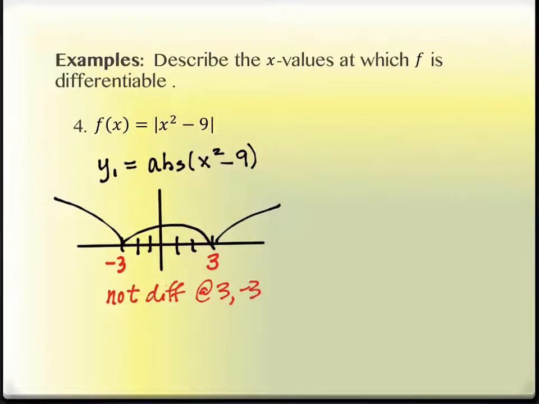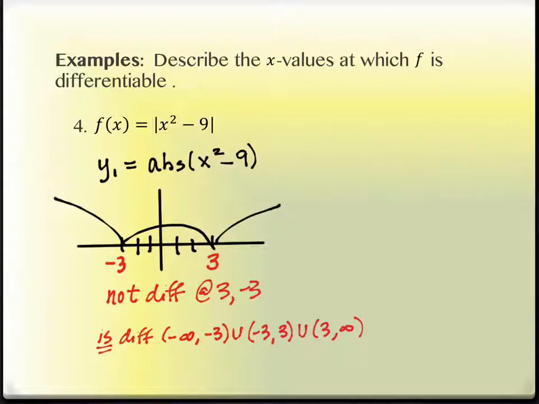So how do I write where it is? Well, I write it in interval notation, because that's actually the question I'm asked, where it is differentiable. Well, yeah, -infinity to -3. Your program probably puts a U here. -3 to 3. And then 3 to infinity.